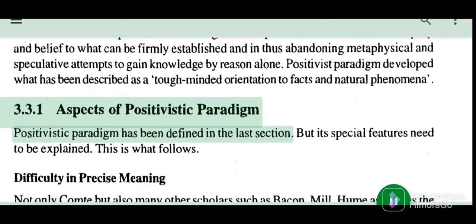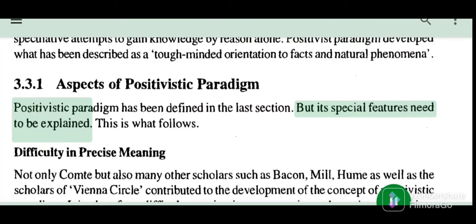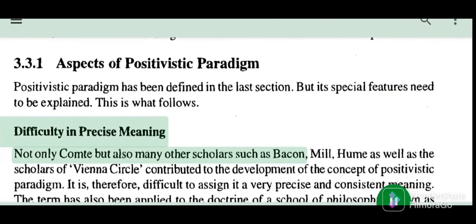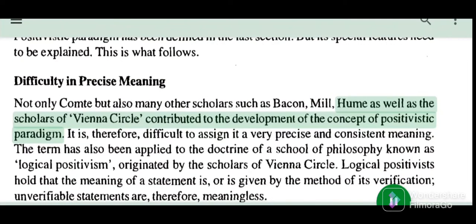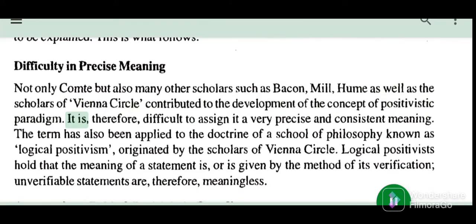3.3.1 Aspects of positivistic paradigm. The positivistic paradigm has been defined in the last section, but its special features need to be explained. This is what follows. First, difficulty in precise meaning. Not only Comte but also many other scholars such as Bacon, Mill, Hume as well as the scholars of the Vienna Circle contributed to the development of the concept of positivistic paradigm. It is, therefore, difficult to assign it a very precise and consistent meaning.